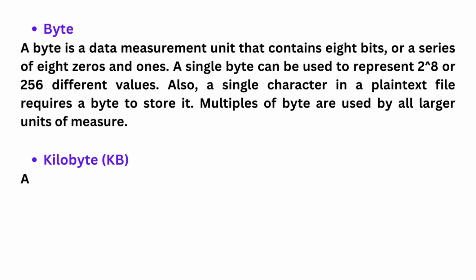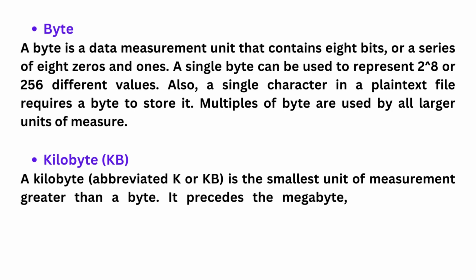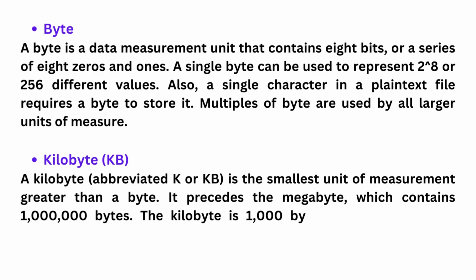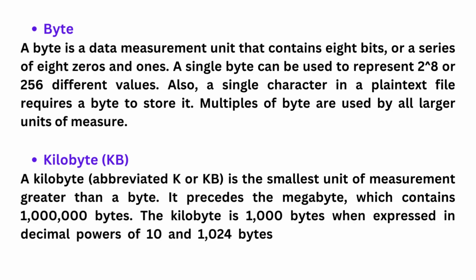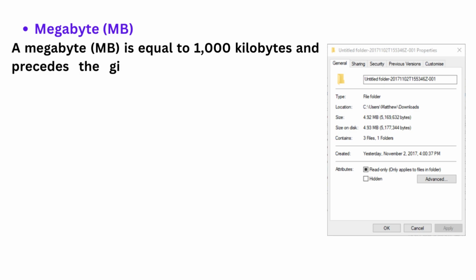Kilobyte. A kilobyte, abbreviated K or KB, is the smallest unit of measurement greater than a byte. It precedes the megabyte, which contains 1,000,000 bytes. The kilobyte is 1000 bytes when expressed in decimal powers of 10 and 1024 bytes when expressed in powers of 2. Megabyte, MB. A megabyte is equal to 1000 kilobytes and precedes the gigabyte unit of measurement.